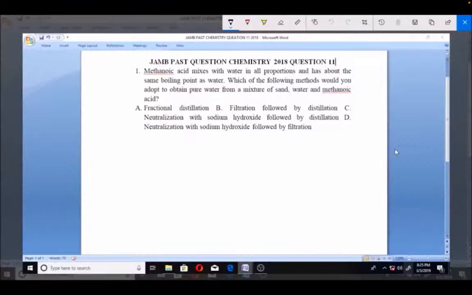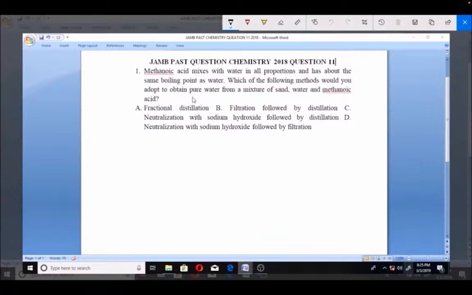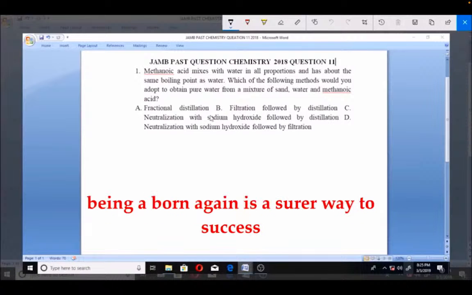Now let's look at question number 11 for JAMB past question chemistry 2018. Methanoic acid mixes with water in all proportions and has about the same boiling point as water. Which of the following methods would you adopt to obtain pure water from a mixture of sand, water, and methanoic acid? A. Fractional distillation.